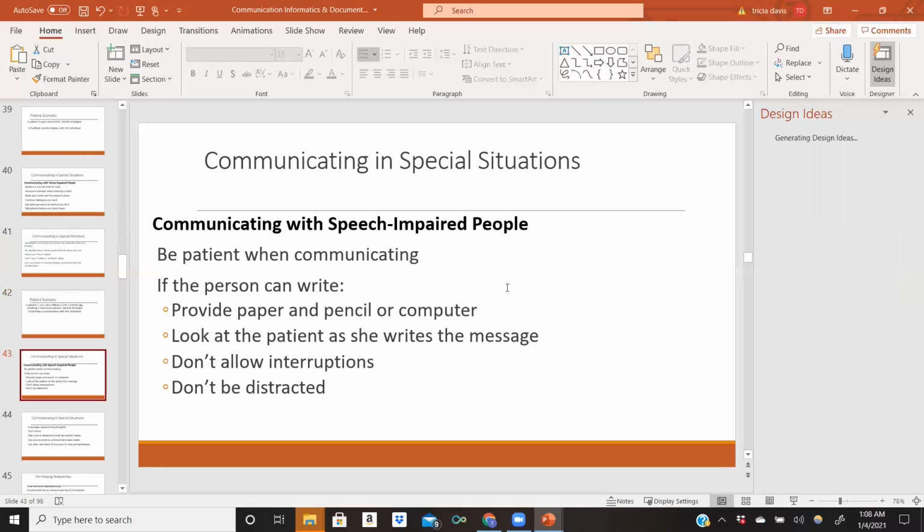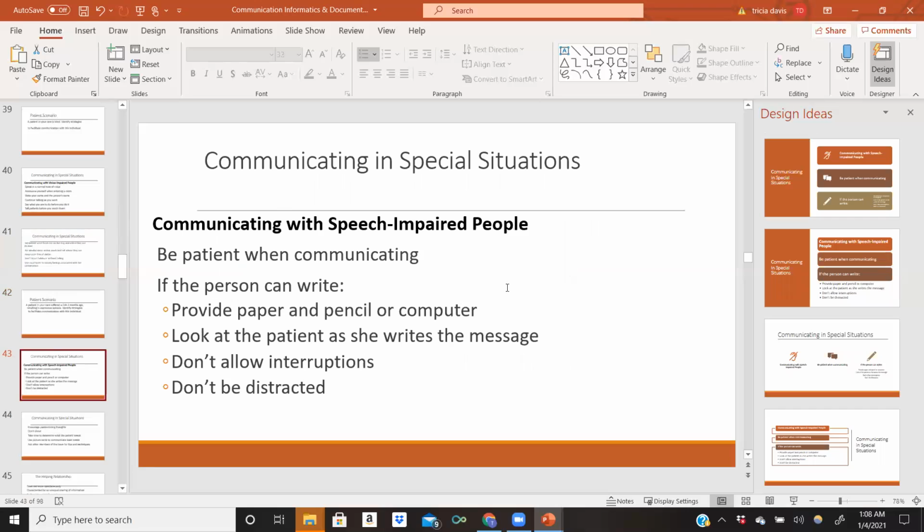So when you're communicating with speech impaired people, you want to be patient when you're communicating. So patients that have speech impediments take a while. Sometimes they have delayed responses. Sometimes they know what they want to say, but they can't get it out. Sometimes they have expressive aphasia, so they're needing to say one thing, but something else comes out. Sometimes they have word salad where nothing that they say at all makes sense in relation to what you're talking about. So just be patient with them.